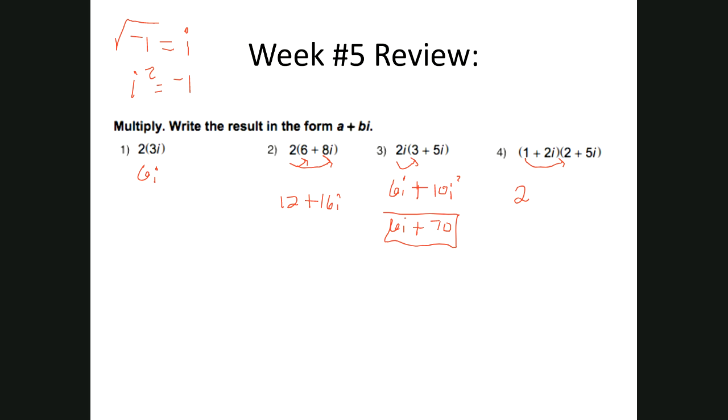This one here, I have to do FOIL, so 1 times 2 is 2. 1 times 5i is 5i. 2i times 2 is 4i, plus 2i times 5i, that is 10i squared, which is -10. So if I combine this together, I get -8 plus 9i.